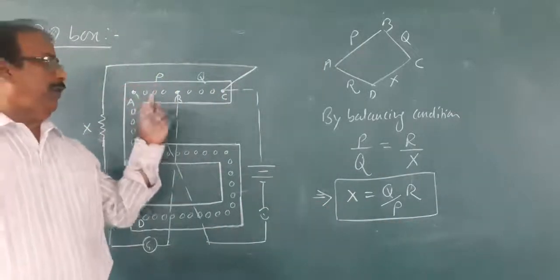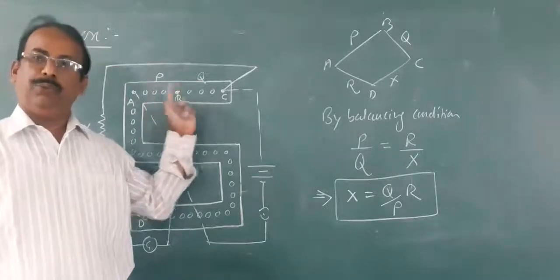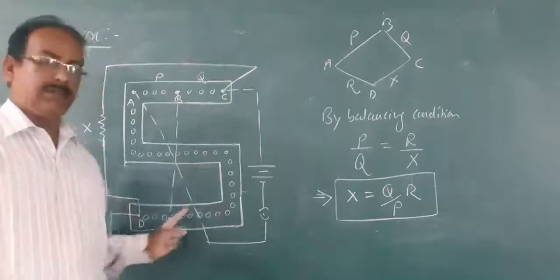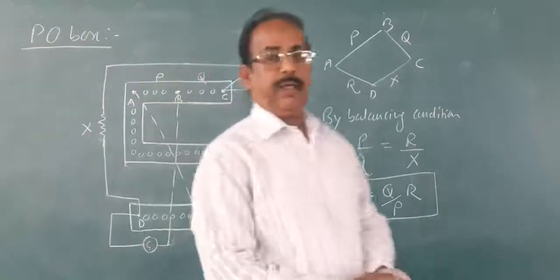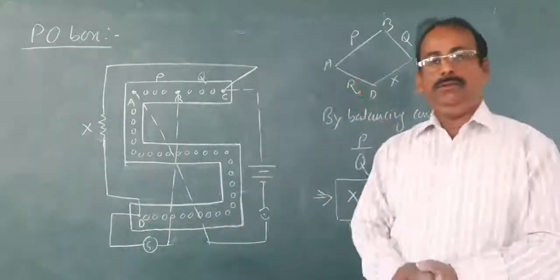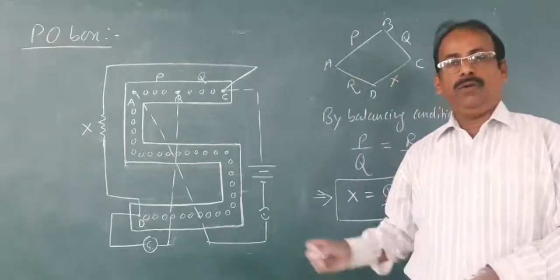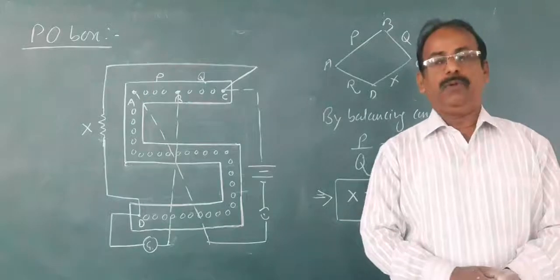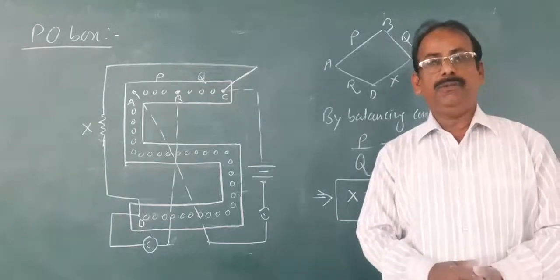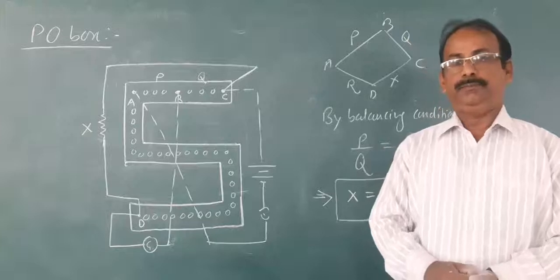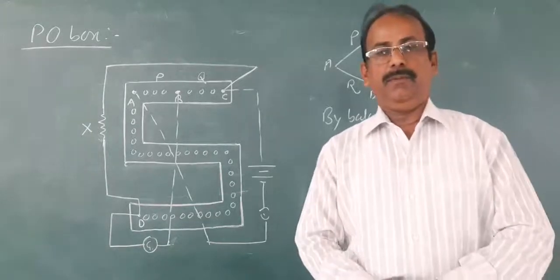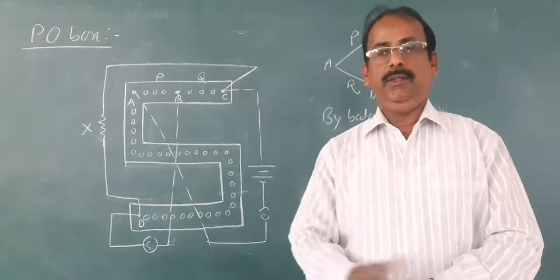Just by knowing the ratio that we have taken from these two arms and the resistance we have taken from this third arm, we can easily find this unknown resistance. This is called post office box, which is the third application of Wheatstone's network. Next part of this chapter I will take in next video.